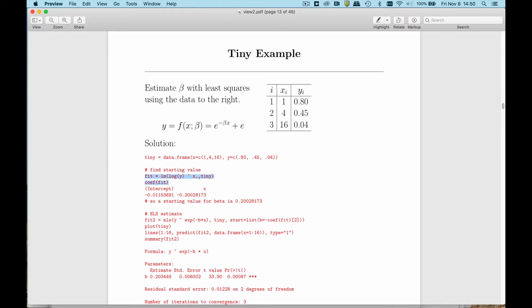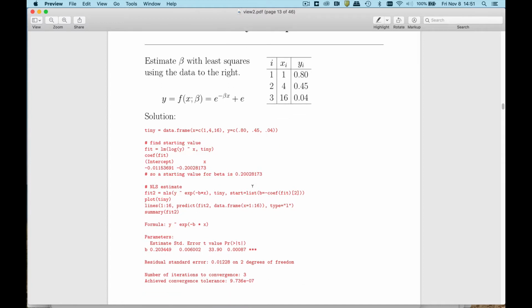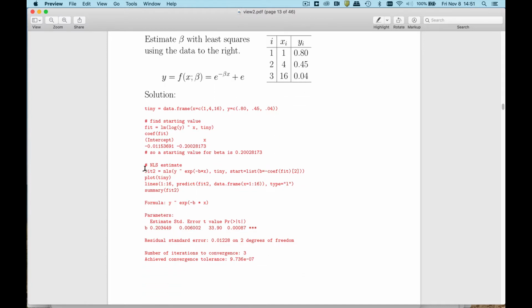So I can do least squares right here. And I have a pretty good starting value, minus 0.2000 something or other, 28. All right. Now, we're going to go into NLS.